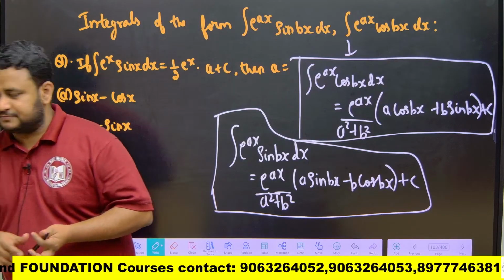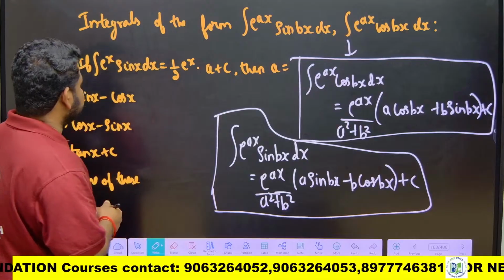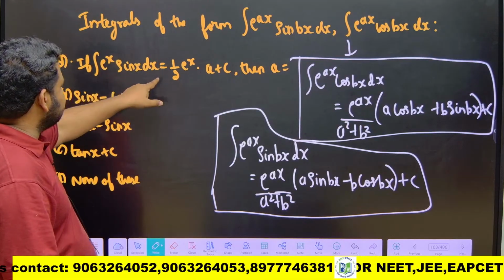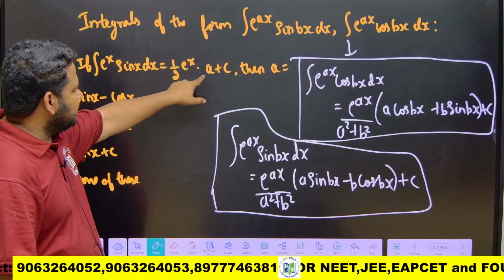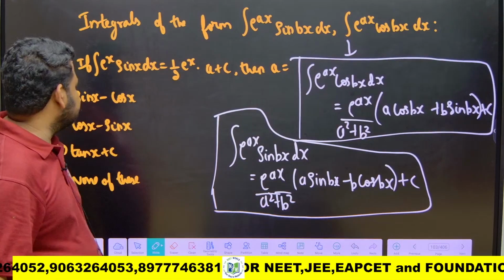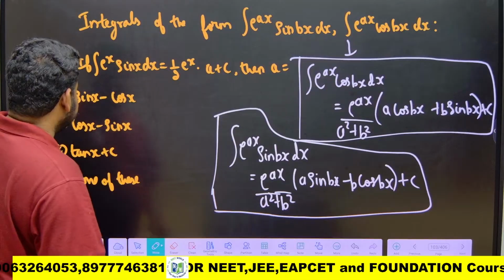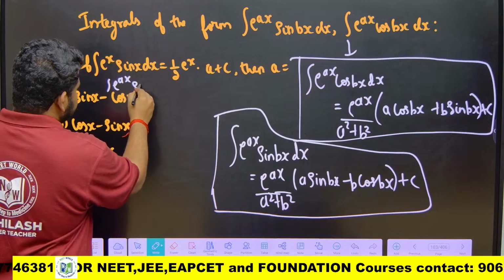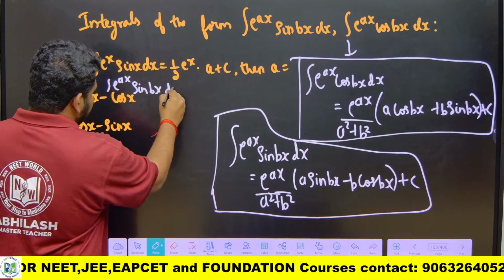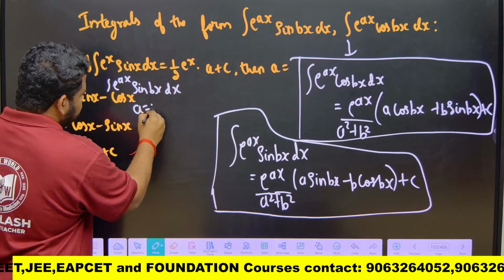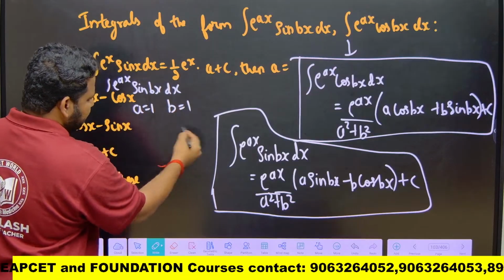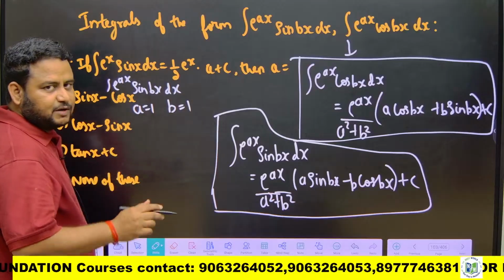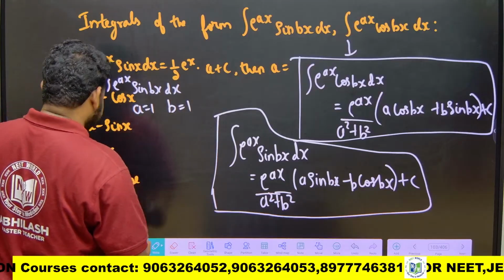See here, friends, the question they have given: if the integral of e power x sin x dx is equal to half times e power x times a plus c, then what is a? Here it is of the form integral of e power ax sin bx dx. Here a is equal to 1, and b is equal to 1. So I have to apply this formula, where a and b are nothing but 1.